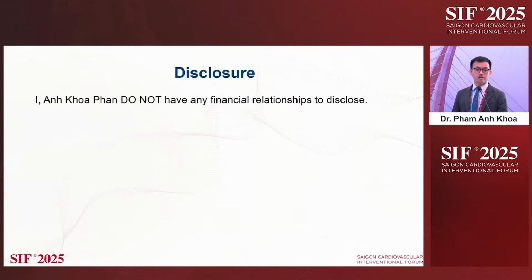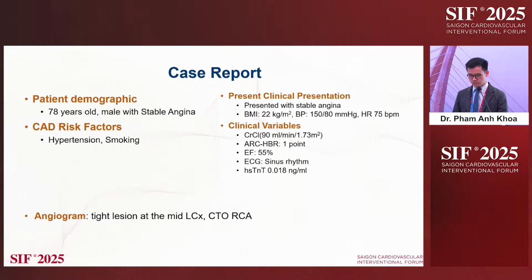I do not have any financial relationship. This is some information of my case report, but because of the time, I just want to focus on the technical issues. So this is a 78-year-old with stable angina, with the ejection fraction around 55%, and the angiogram shows tight lesions.